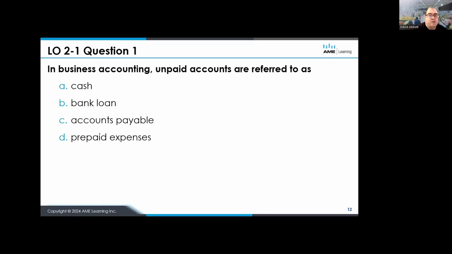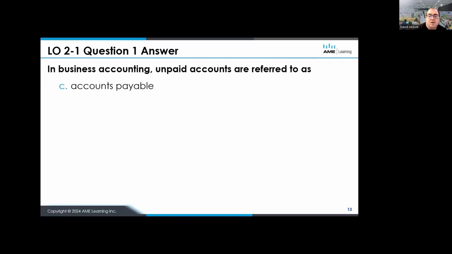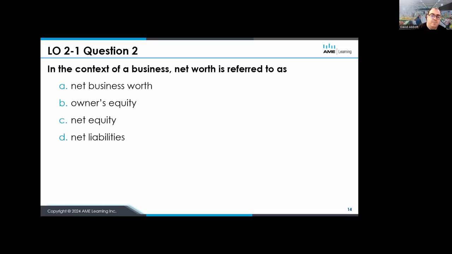So the first question: in business accounting, unpaid accounts are going to be referred to as what? As cash, as a bank loan, as accounts payable, or as a prepaid expense. And they would be part of accounts payable. So an unpaid account is going to be part of accounts payable.